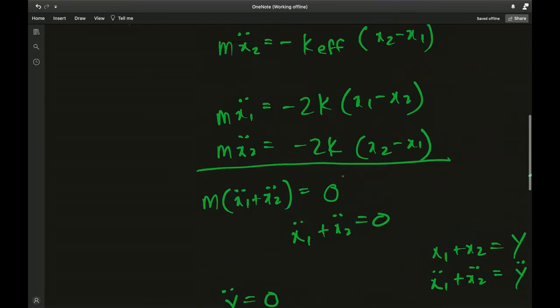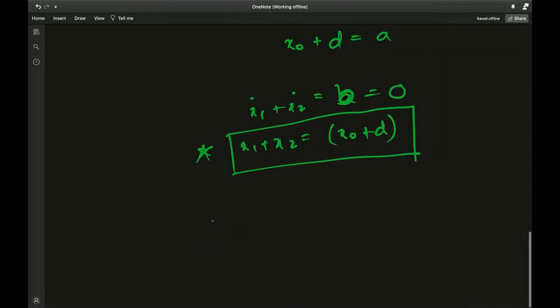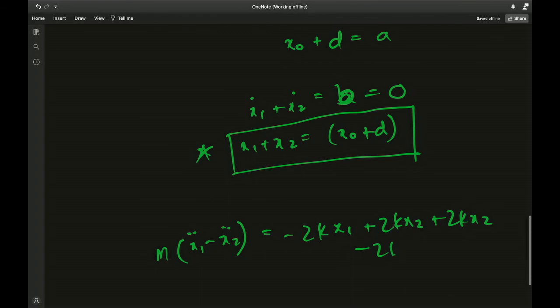Well, we added the equations. Let's subtract them. When we subtract them, we basically have m times x1 double dot minus x2 double dot is equal to negative 2k x1 plus 2k x2 plus 2k x2 minus 2k x1, which just turns out to be negative 4k times x1 minus x2, and we have m times x1 double dot minus x2 double dot.